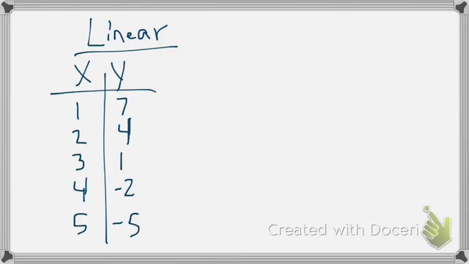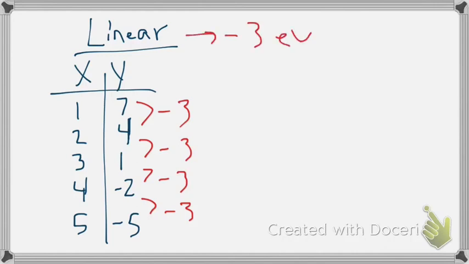So here's a linear pattern. Like we talked about, it's linear because our first rate of change is constant. Okay, in other words, it's going down by 3 every time.